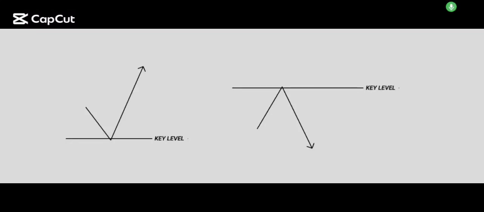Welcome everyone. In this video, I want to show you how to look for key levels in CRT. Now, as we all know, key levels are areas where price reacts from or where price retraces or reverses from. It's an area price gets to and it causes a reaction or a reversal.